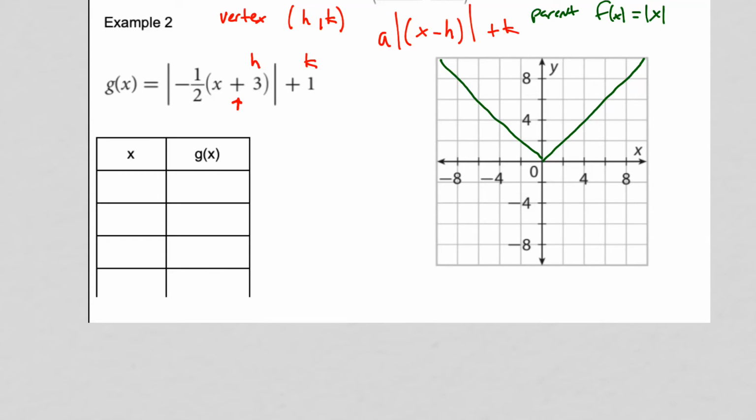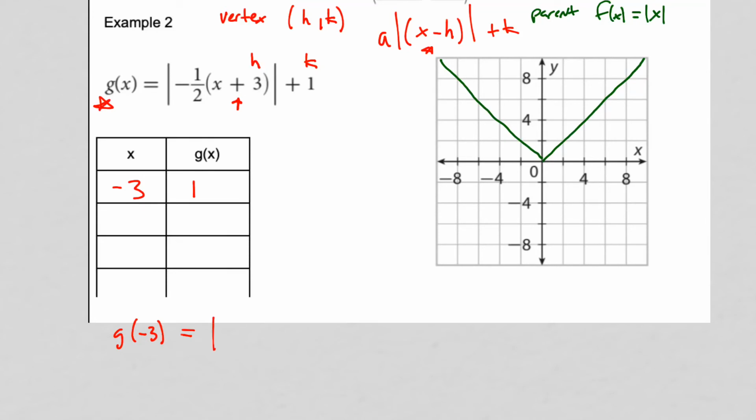So if I had to pick a vertex for my offspring absolute value function, it wouldn't be +3, because the formula says it's minus h. So it's going to be the opposite of what you see there. Our vertex is actually going to be (-3, 1). And if you want to see if this is actually true, all you have to do is plug in -3 for x. So let's try that right now. We're going to find g of -3, and we're going to plug it into this function right here.